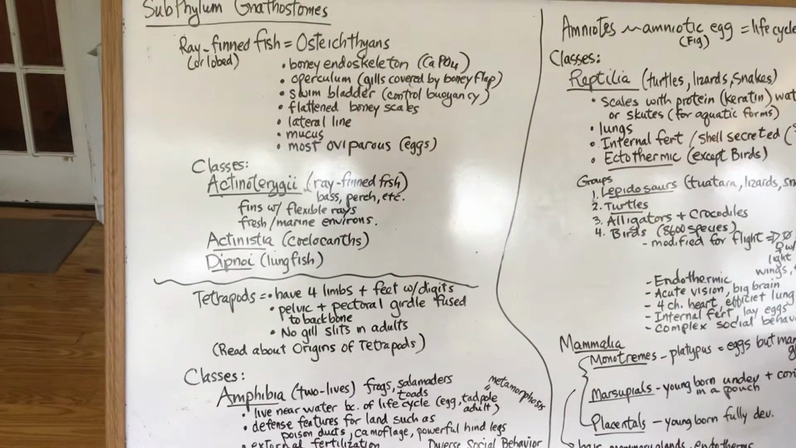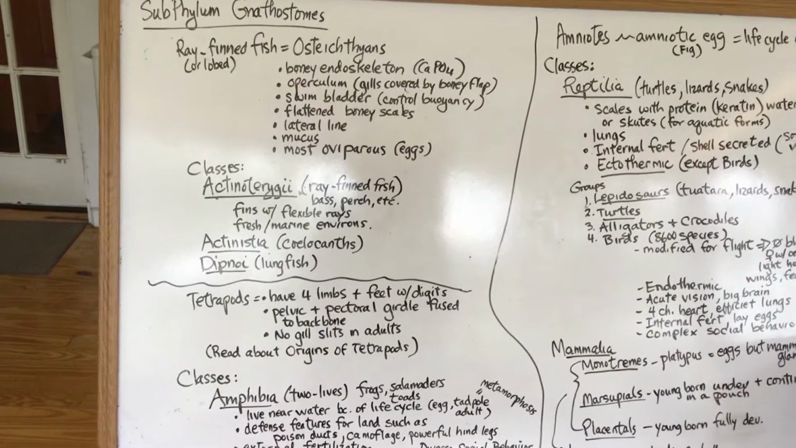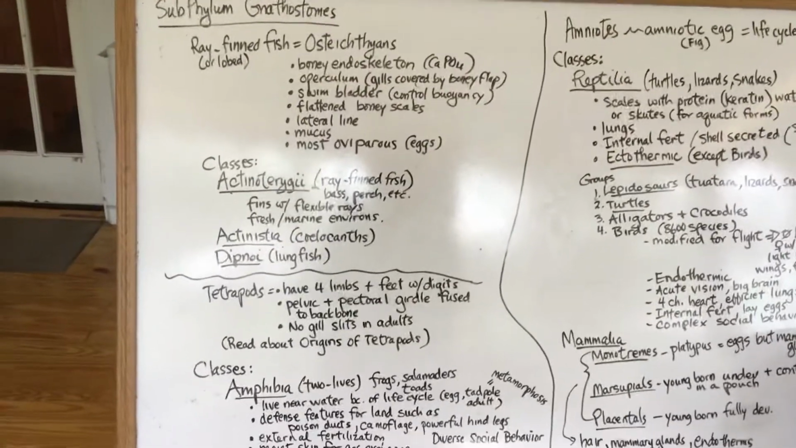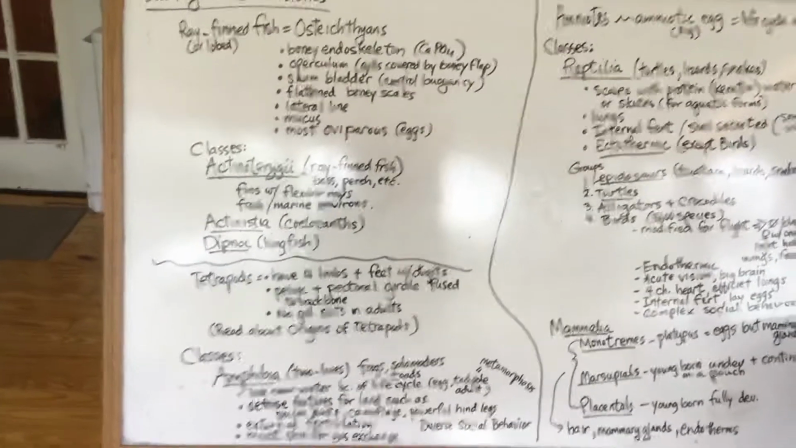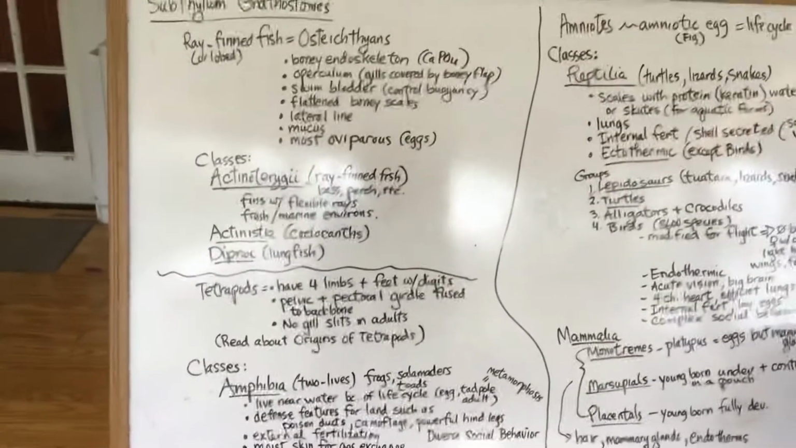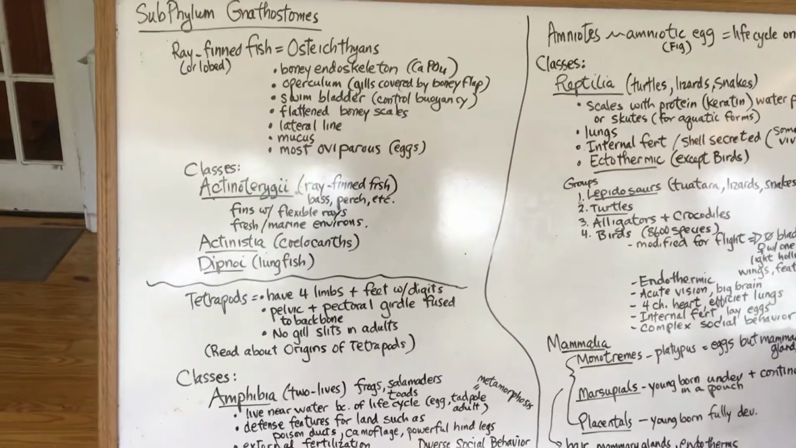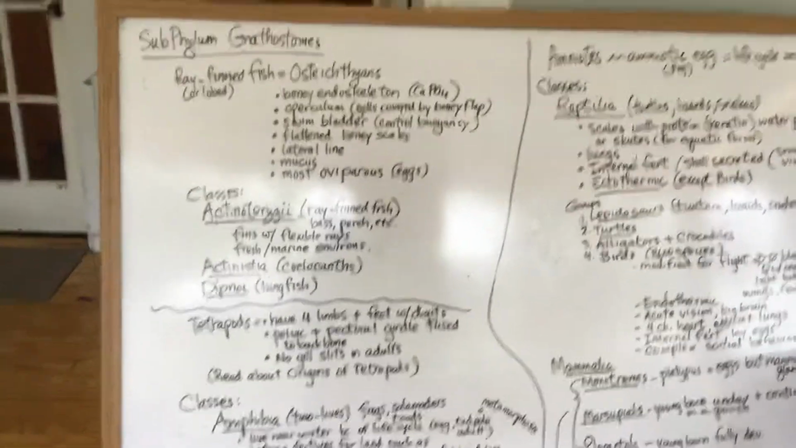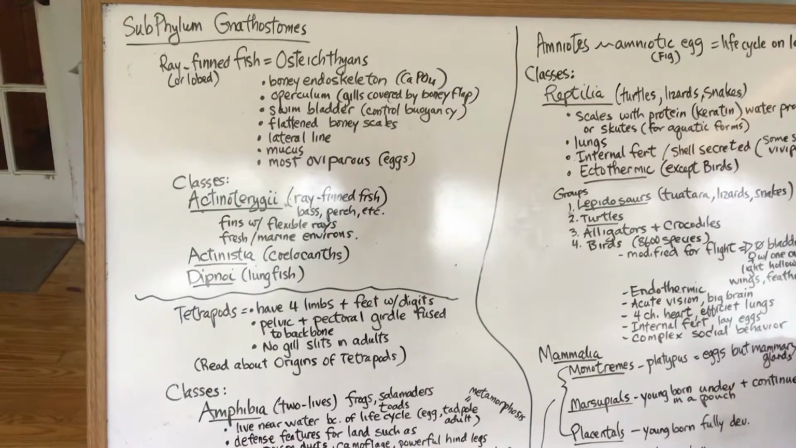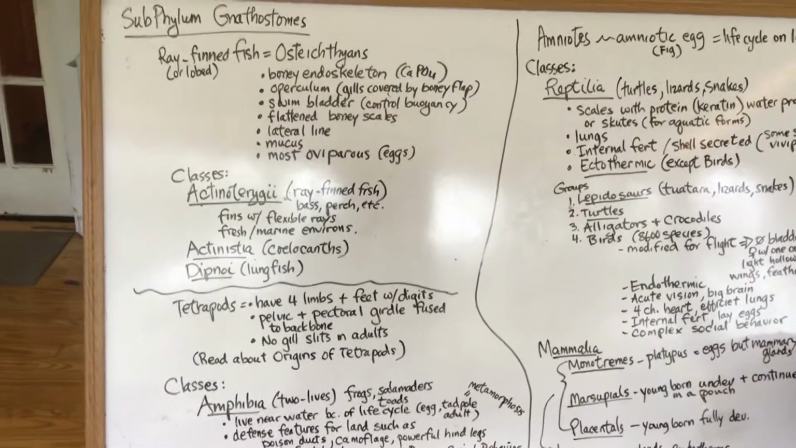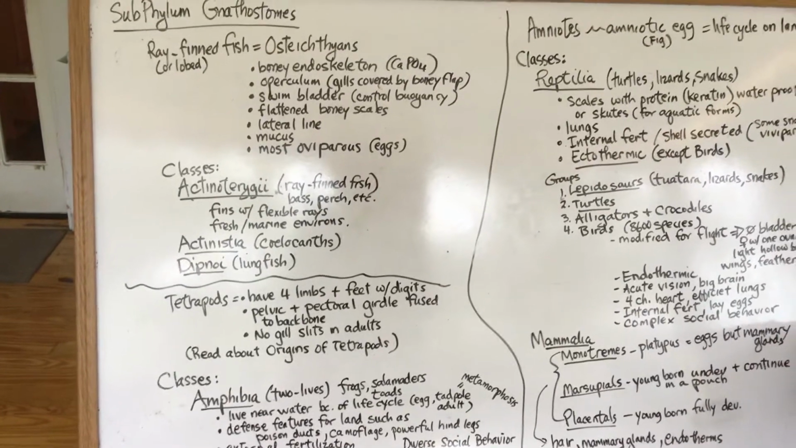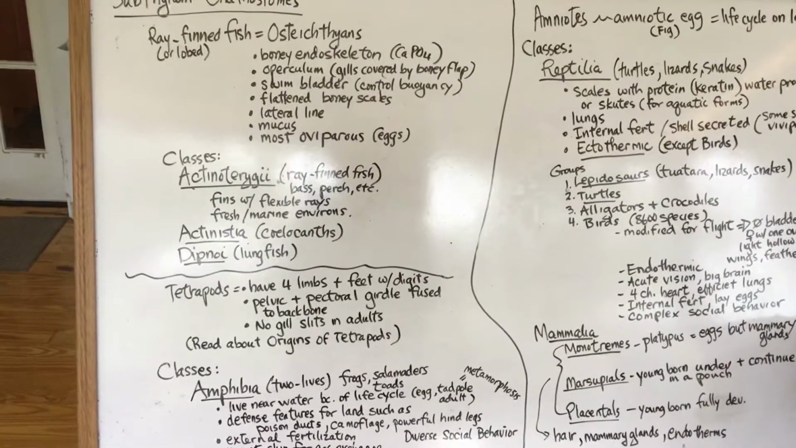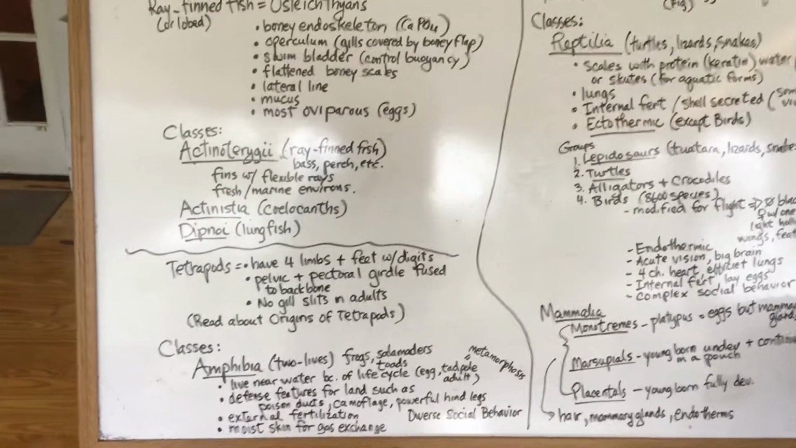They have the Actinistia. These are coelacanths, considered kind of primitive fish. They're very dinosaur looking. And the Dipnoi, which are lungfish. These guys have lobed fins as opposed to ray fins. They kind of have a fleshy extension before the actual fin part. And in fact, some of them can walk over land for short distances.